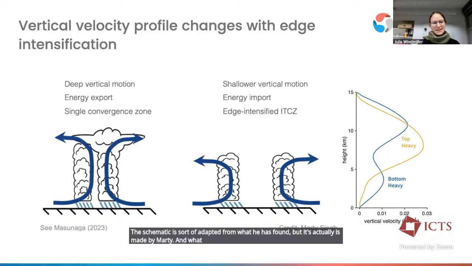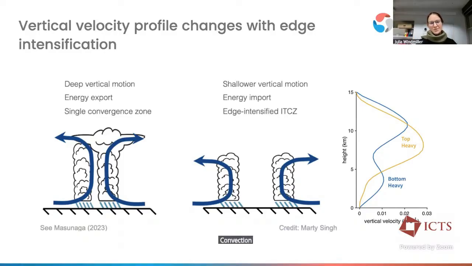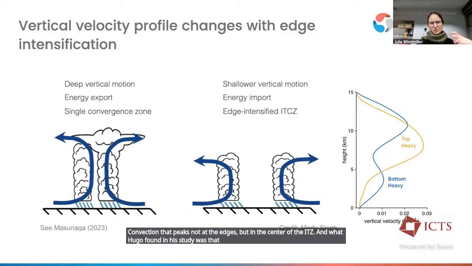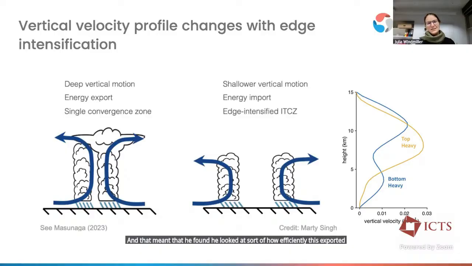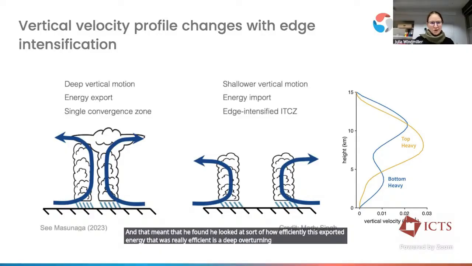And what you can see is that on the left-hand side is the example where you have convection that peaks not at the edges, but in the center of the ITCZ. And what Hiro found in his study was that the vertical motion profile was very deep. You can also see that on the right-hand side in the schematic. And that meant that, if you looked at how efficiently this exported energy, it was really efficient. It's a deep overturning circulation, a single convergence line. So this is the classic thing you think about.